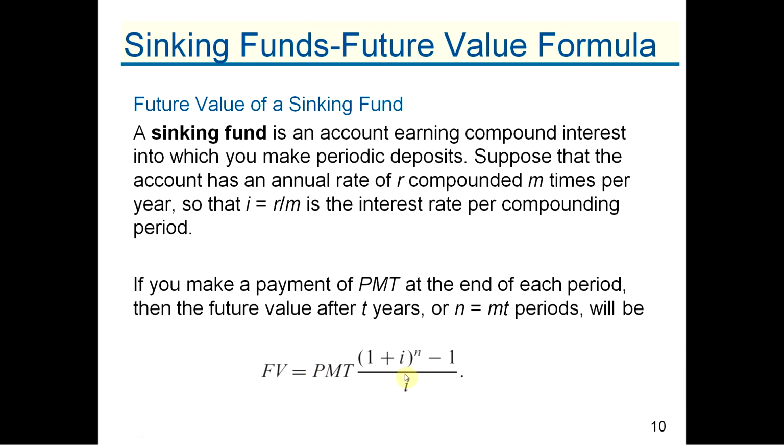All right, I is going to be my per period interest rate. So that was the annual rate divided by the total number of compounds in 1 year. Now we have a new variable here. It's PMT. We haven't used PMT. PMT just stands for payment.